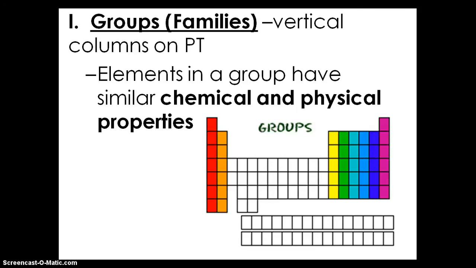Elements in a group have similar chemical and physical properties. So for example, everything in this first group, group 1, which is red on this picture, starting with hydrogen, all have similar chemical and physical properties. That means they act and behave similar to each other. For example, everything in group 1 is very reactive.